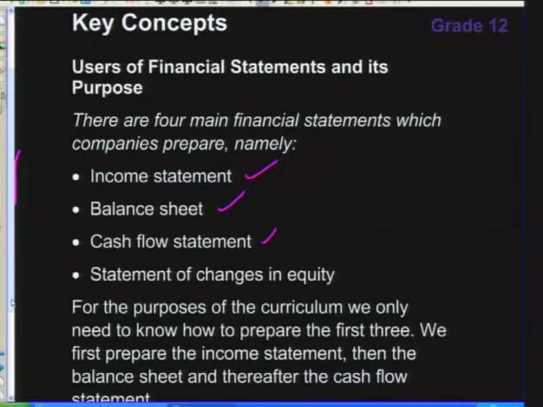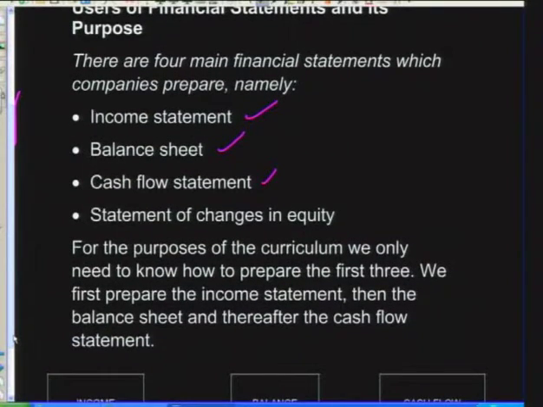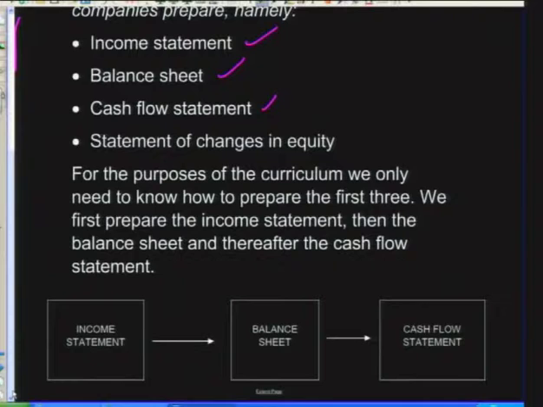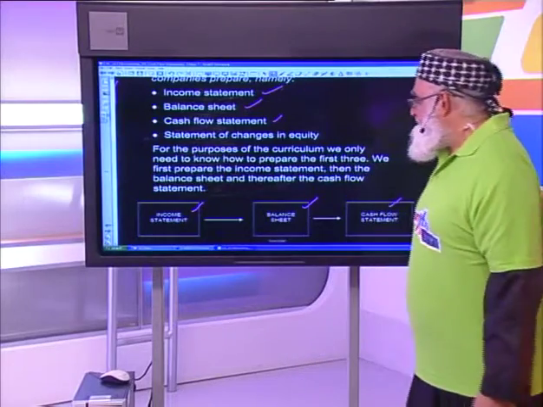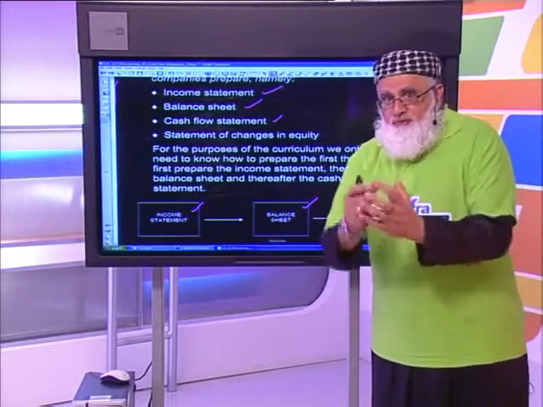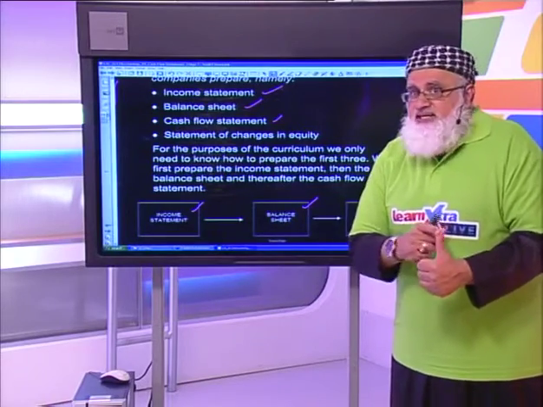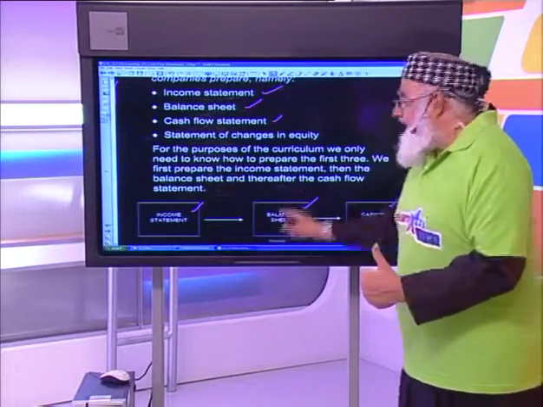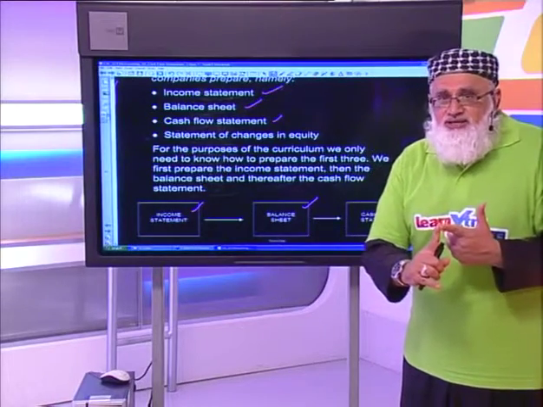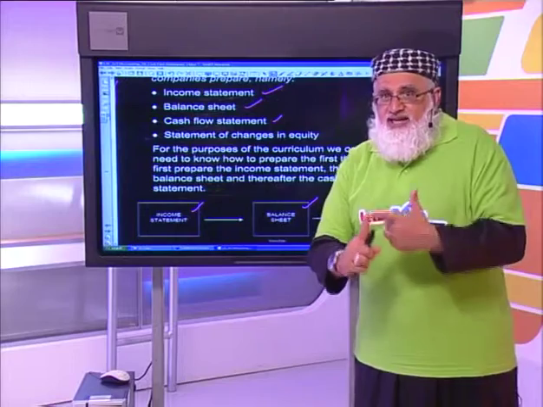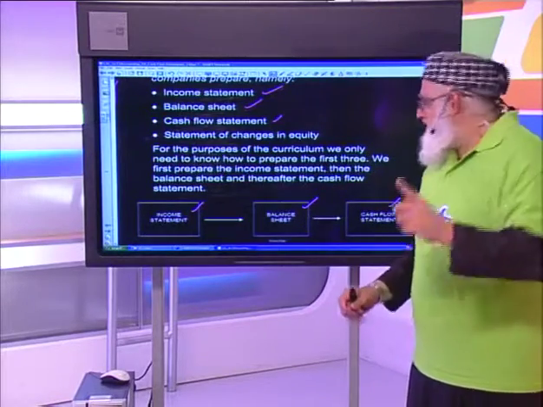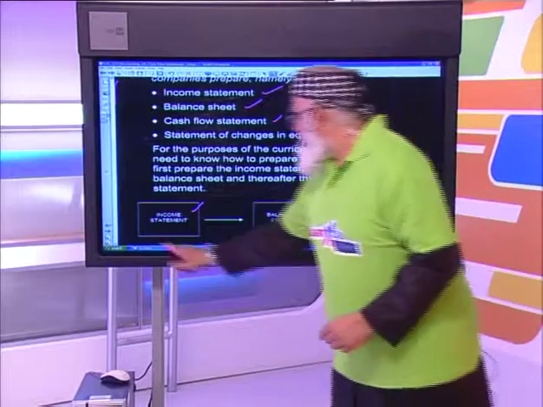Now, you will notice that for the purposes of the curriculum, you only have to prepare the following. What is it? Your income statement, number 1. Number 2, your balance sheet. And number 3, your cash flow statement. Got it? Okay. Now, you've prepared the income statement. You're a boffin at the income statement. You've mastered it. You've prepared the balance sheet. You're a master at the balance sheet. And after you've been with Mindset Learn, definitely you're going to be a master of the cash flow statement as well.